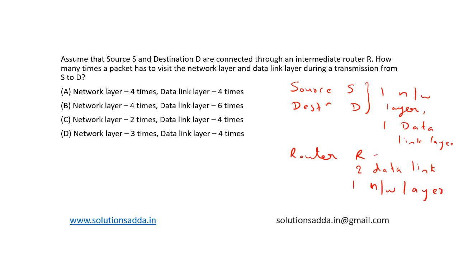So in total, for source S, destination D and router R, the data link layer would be one here and two here. This is data link. And for network layer, it would be 1, 1 and 1. This is network layer. So as a result, this would be 4 and this would be 3. So going by the options, we can see network layer is 3 times and data link layer is 4 times. So option D is the correct answer here.